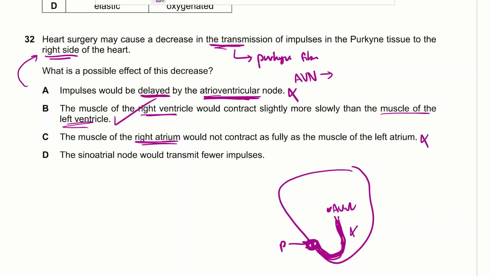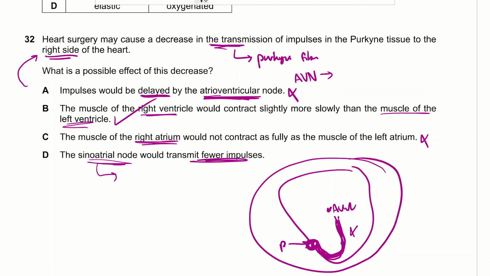So the sinoatrial node is found in the right atrium, and its function is to initiate electrical impulses to excite the heart. Now, if the surgery were to actually damage the sinoatrial node in the right atrium, then it would transmit fewer impulses. However, this would lead for the entire heart to contract more slowly, not just the right side of the heart. Therefore, this is incorrect. And the answer is going to be B.